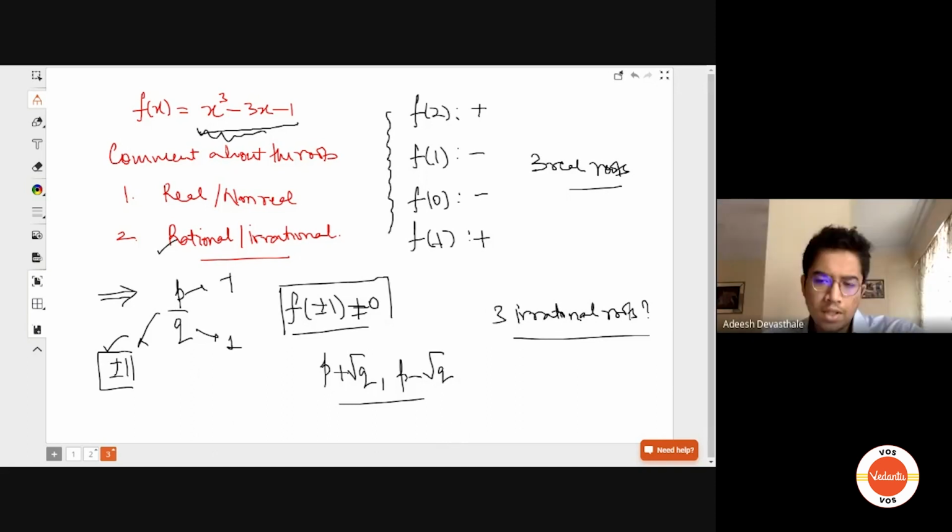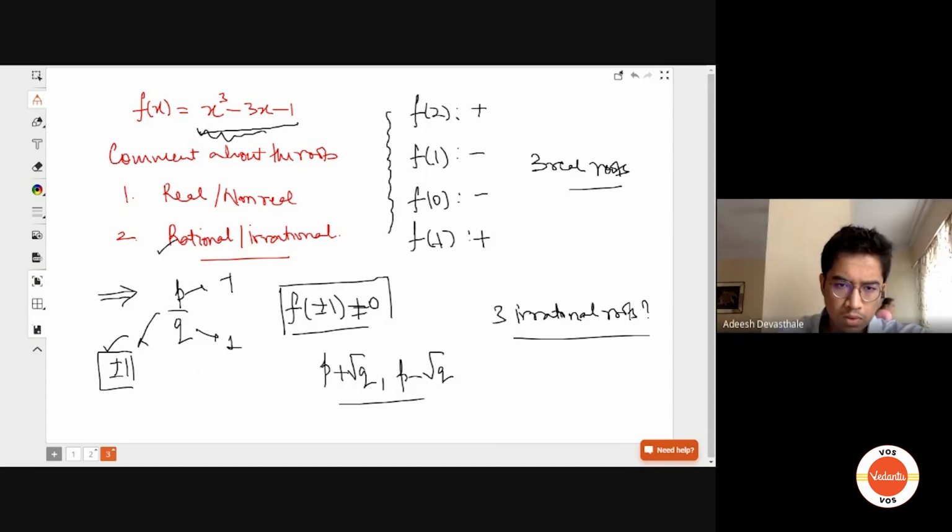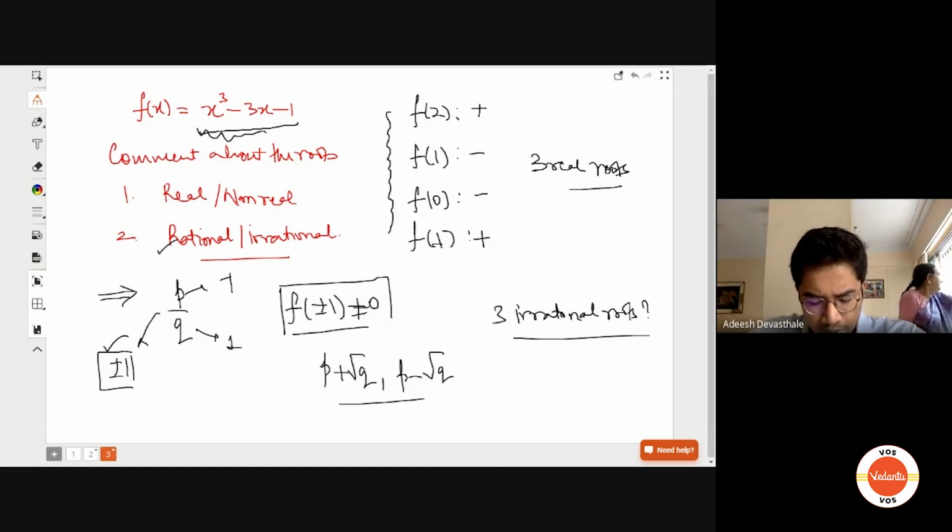I don't think so. There can exist 3 irrational roots. So you mean to say that for every odd degree polynomial? No, wait. Can there exist? No, my claim was wrong. There should exist 3 irrational roots. Obviously, one can construct such a polynomial equation where the 3 roots are irrational. I mean, there is nothing wrong in that. With rational coefficients.